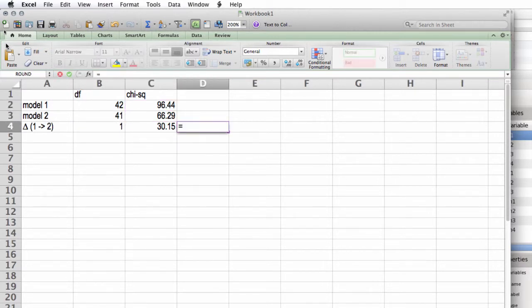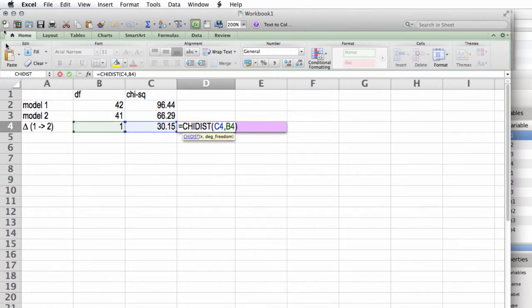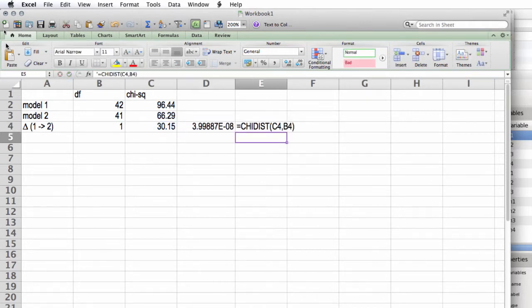I can actually calculate the p-value for this. Chi-dist, 30.15, comma 1, the degree of freedom. And lo and behold, what I get is a statistically significant result. So this is the function that generated that value. It's very useful, you'll find, when you're doing these analyses to make the changes, to keep track of your chi-squared and your degrees of freedom, because this is the next test. This is the hypothesis test to determine if two models are similar or not.